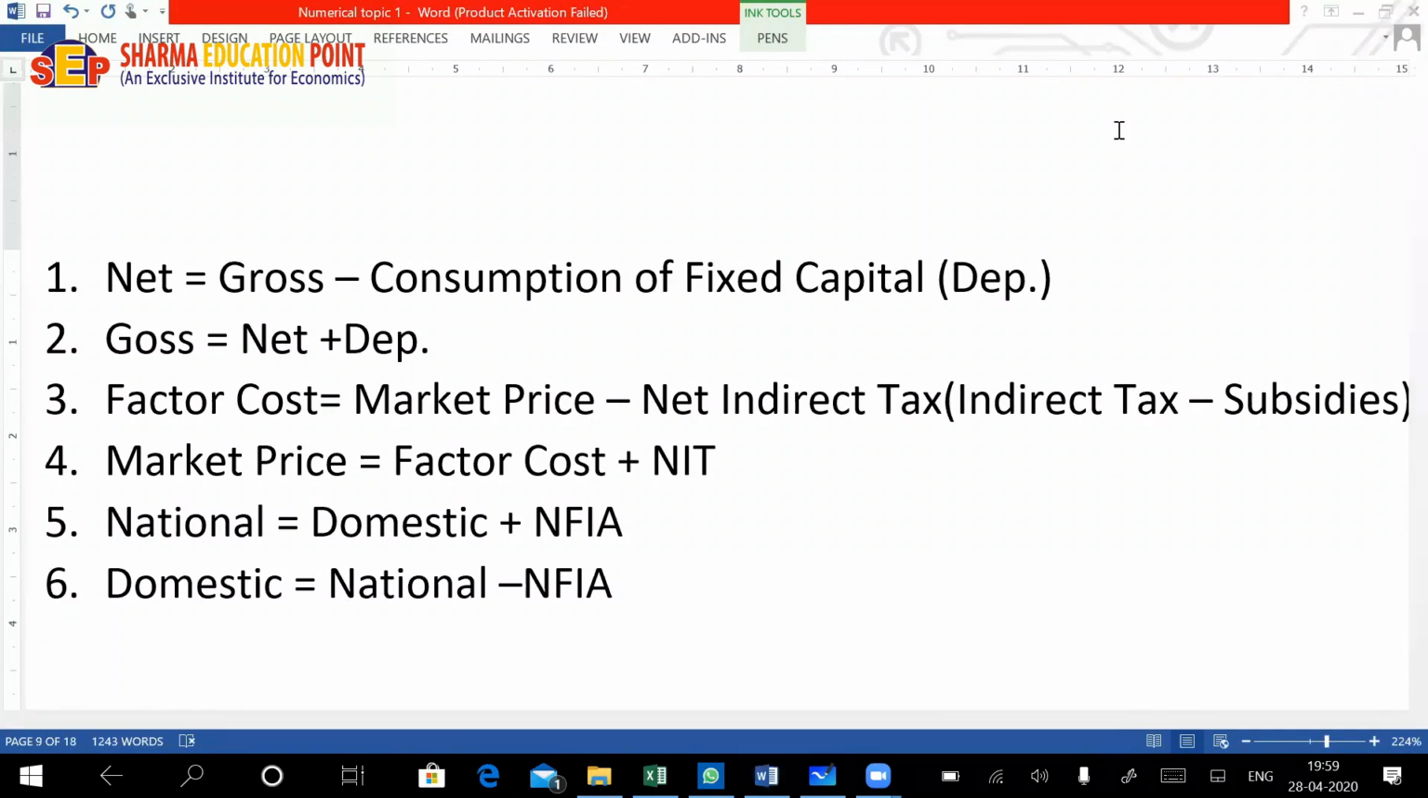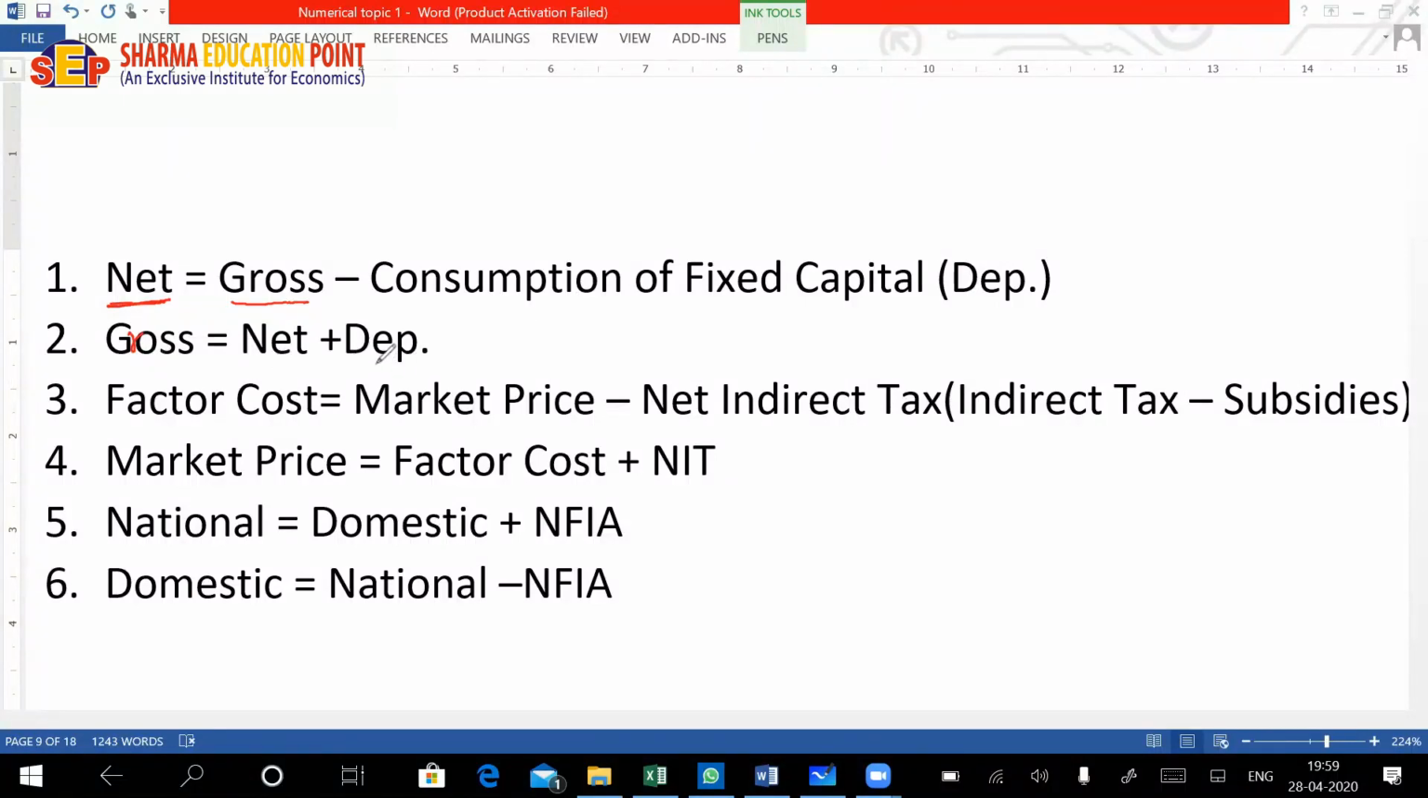So first of all, you should know these six basic points. The first one: if you want to get anything on net, point to be noted, net, then there would be given anything as gross, and from that gross just minus consumption of fixed capital. Consumption of fixed capital is known as depreciation, and vice versa. If you want to get anything as gross, from net, to get gross, net plus depreciation.